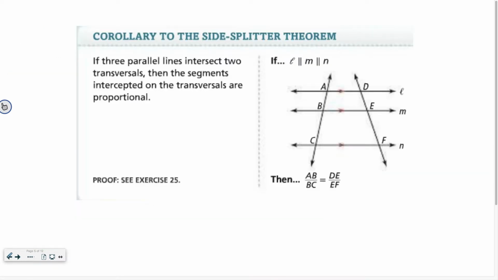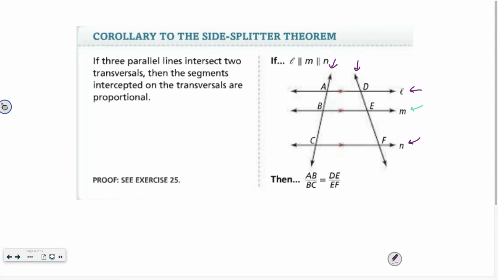All right, then this basically just says the opposite of the last theorem that we talked about. So if we already know that we have parallel lines that intersect two transversals, then the segments intercepted on the transversals are proportional. So we have three parallel lines. You can see that line L, M, and N. And we have two transversals.